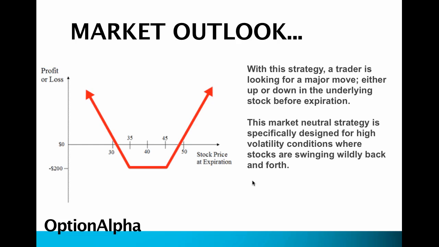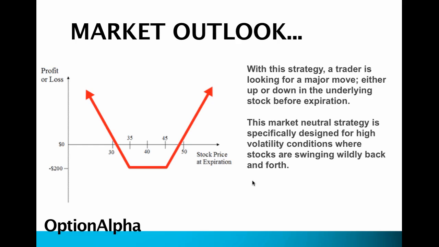With a strangle, you are moving your strikes out further, so you're not buying the same strike price. You're moving out of the money with your strikes, so you're looking for an even bigger move. If you thought you were looking for a big move on a straddle, with a strangle, you need an even bigger move. It's going to be less cost, but a little bit more risky in that the market really has to move pretty fast. Again, this is a market neutral strategy specifically designed for high volatility conditions where stocks are swinging back and forth.